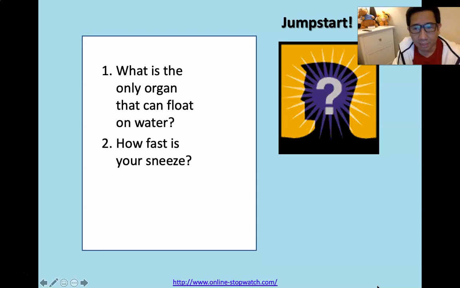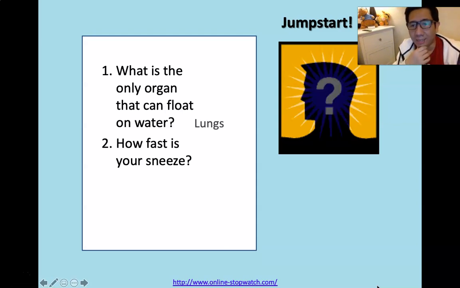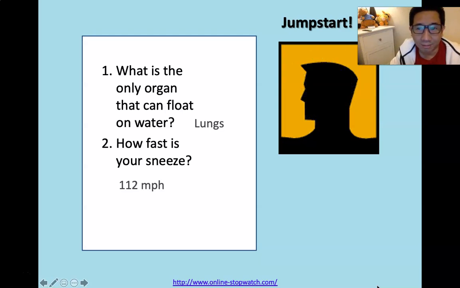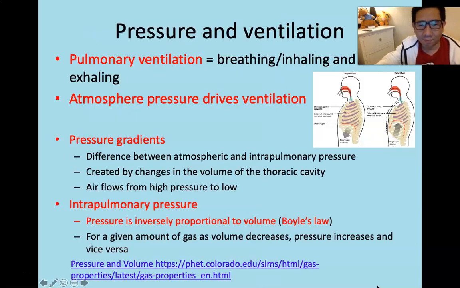Before we do that, let's jumpstart. What is the only organ that can float on water, folks? Take a guess. Not too hard to guess. We've been talking about only one organ in this one. This is the lung. Okay, how fast do you sneeze? Achoo. This one is 112 miles per hour. Imagine, it's faster than a Ferrari. You don't have to look for it, it's right in your nose. It could go really fast.